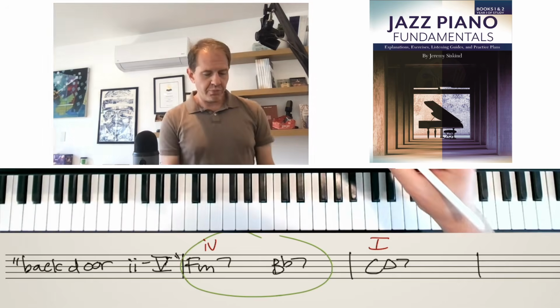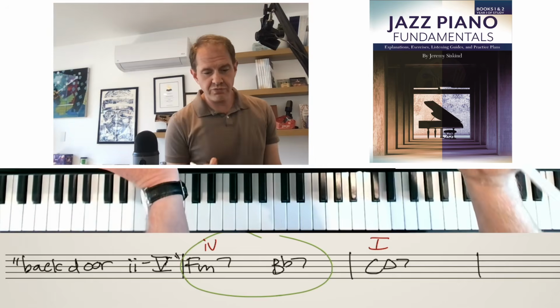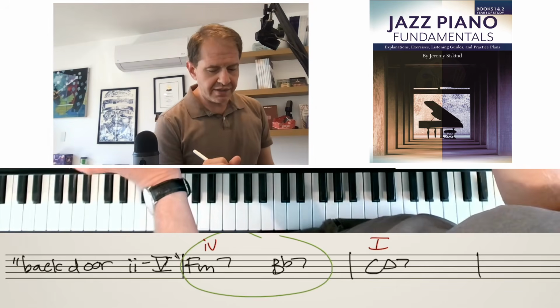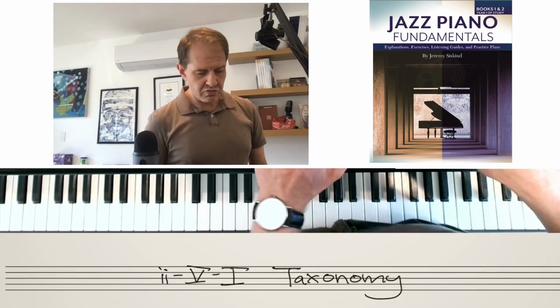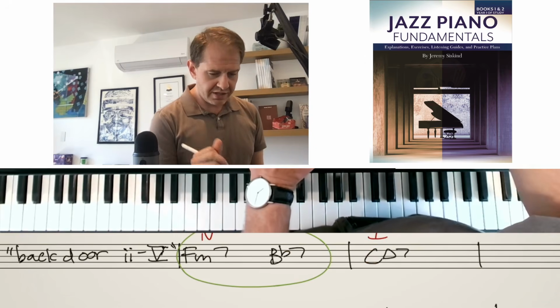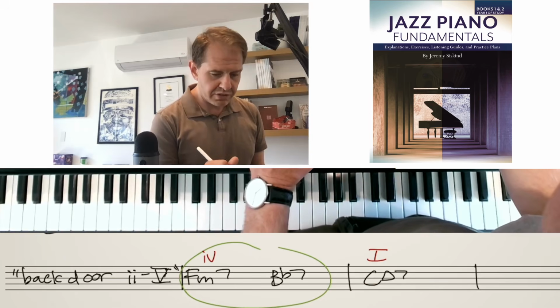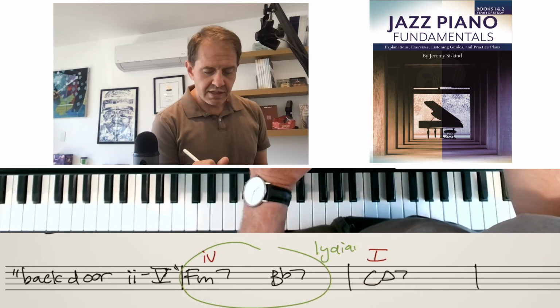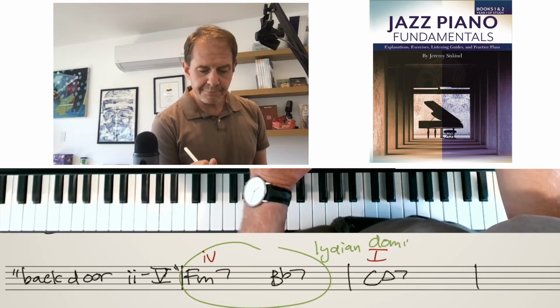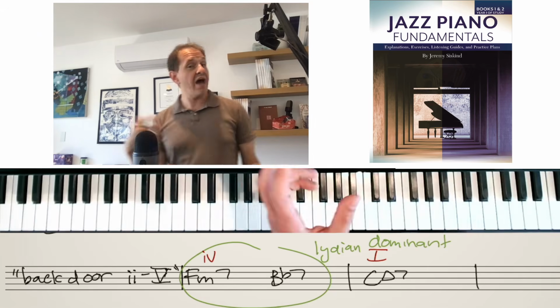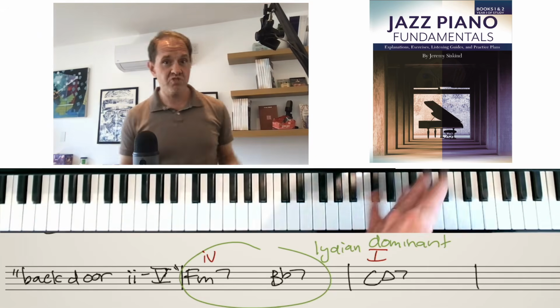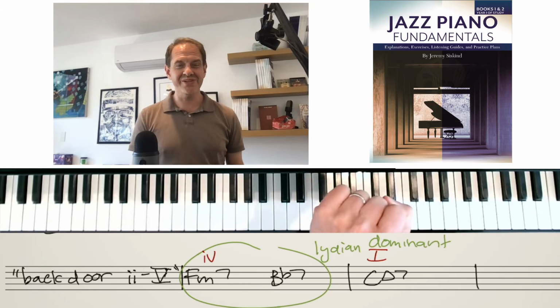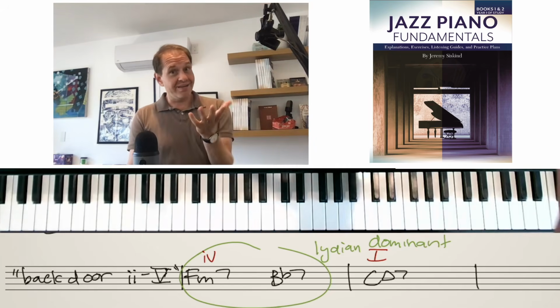Now, one important thing to know when we see this backdoor 2-5-1 is that we want to think about the Lydian dominant. Ooh, sorry, it jumped on me. We want to think about using the Lydian dominant mode to make a melody. So in this case, it would be the B flat Lydian dominant, or F melodic minor. Same notes in both of those scales. And I'll give you the reason quickly.